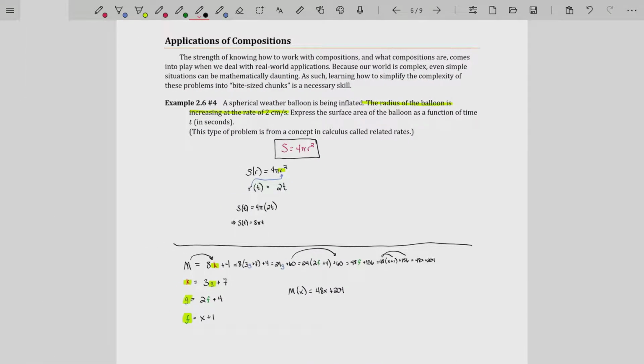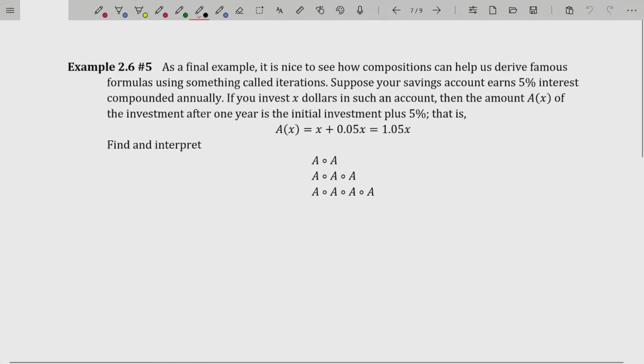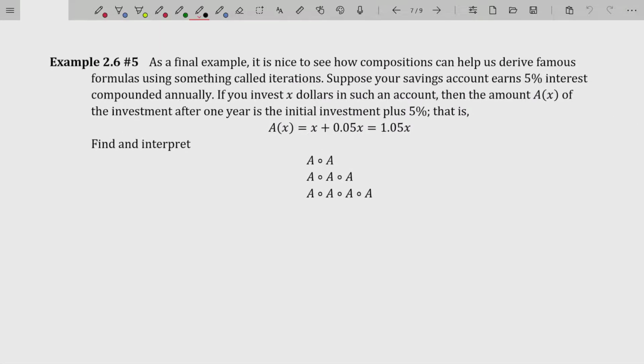I did say there are a couple examples here, so let me hop forward. One final example. It's nice to see how compositions can help us derive famous formulas using something called iterations. Suppose your savings account earns 5% interest compounded annually. If you invest X dollars in such an account, then the amount, A of X, of the investment after 1 year is the initial investment plus 5%. So again, you have a 5% interest bearing account.